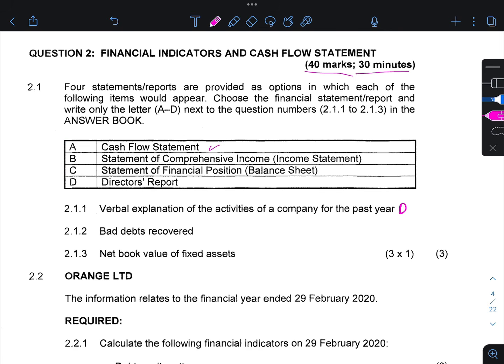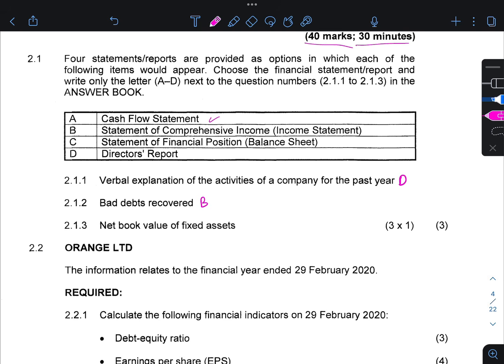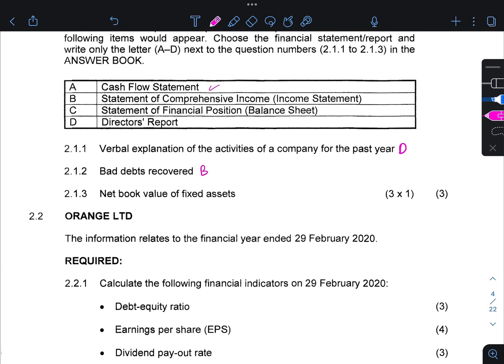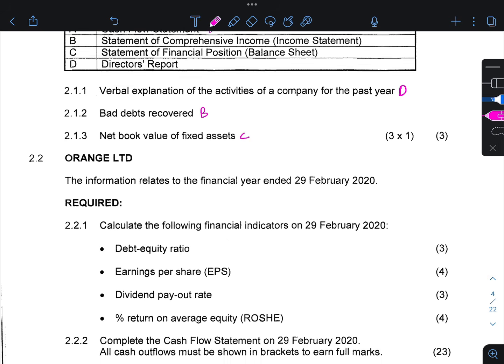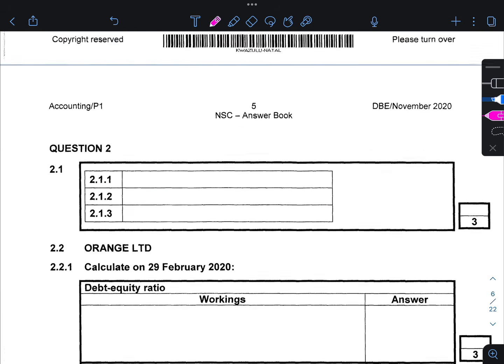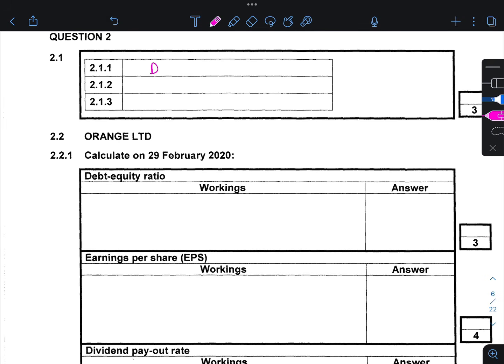Right. So 2.1.2 says bad debts recovered. So that's supposed to be your income. It goes into your statement of comprehensive income, which is B. And then 2.1.3 says net book value of fixed assets. That's where you find your assets, and liabilities, and all your equity, your statement of financial position, which is C. Cool. So let's fill in our answer book. So it's D, B, C.